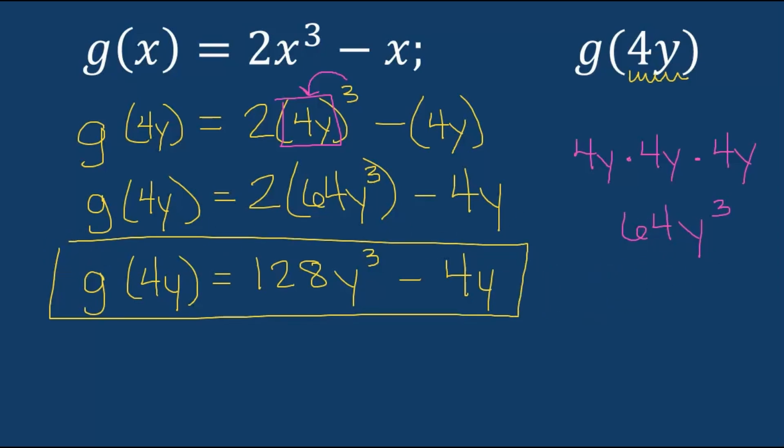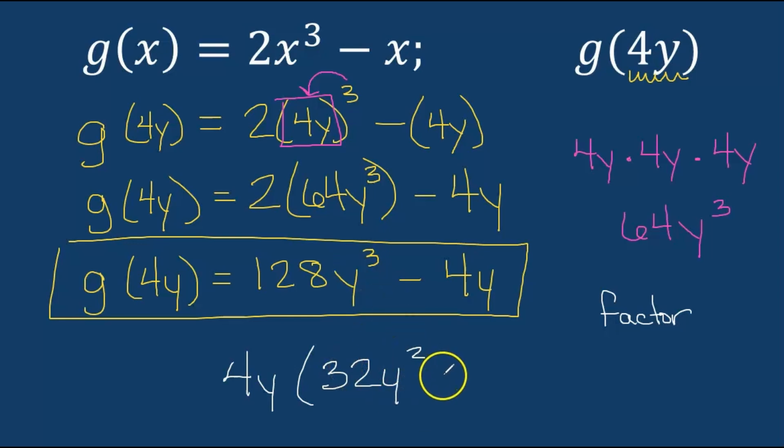However, some teachers may ask you to go ahead and factor this as well. If they have, you'll want to take out a 4 and a y and divide 128 by 4, which gives you 32. That leaves 2 y's left over minus 1. So this is the factored form of the same answer.